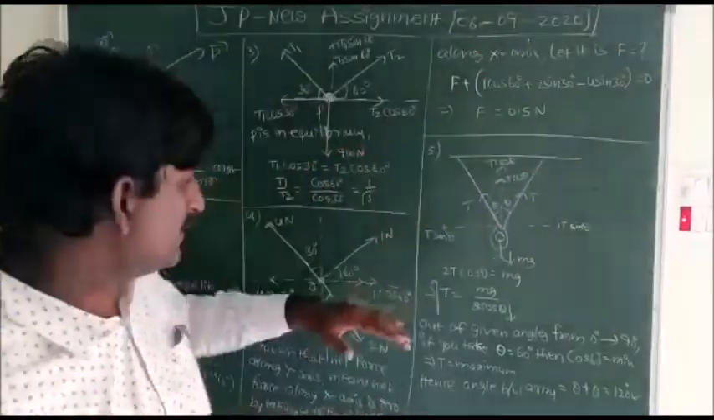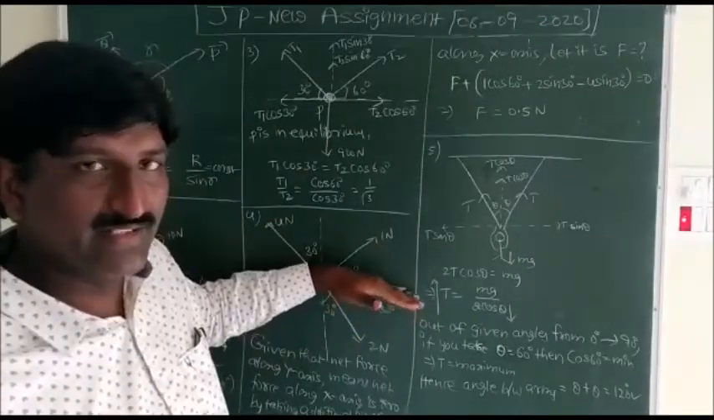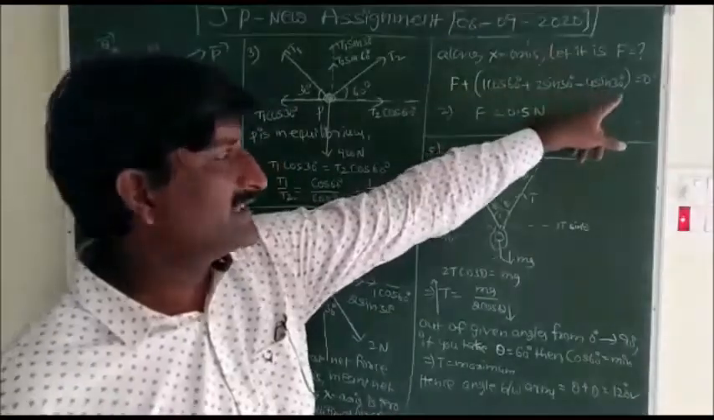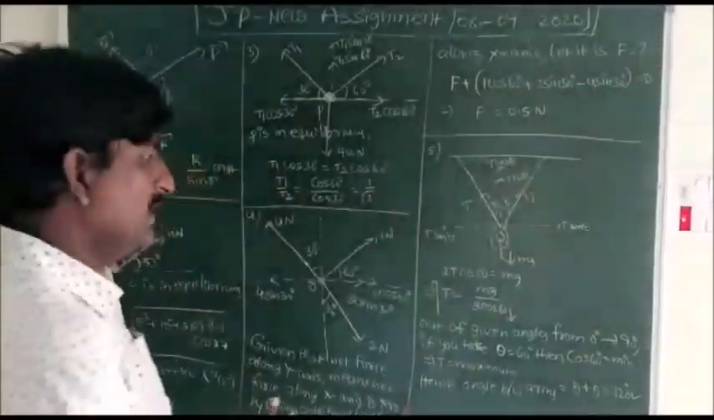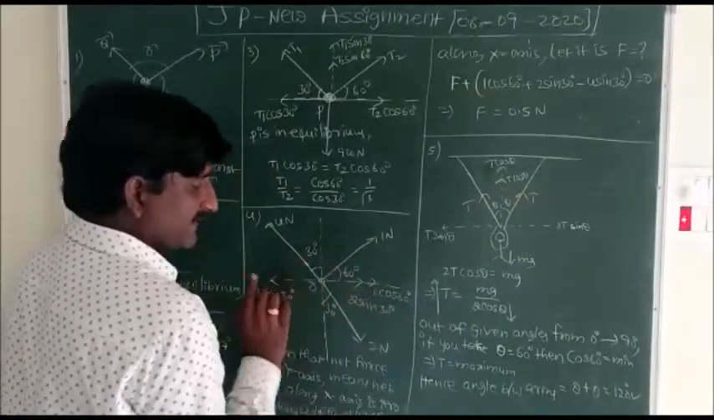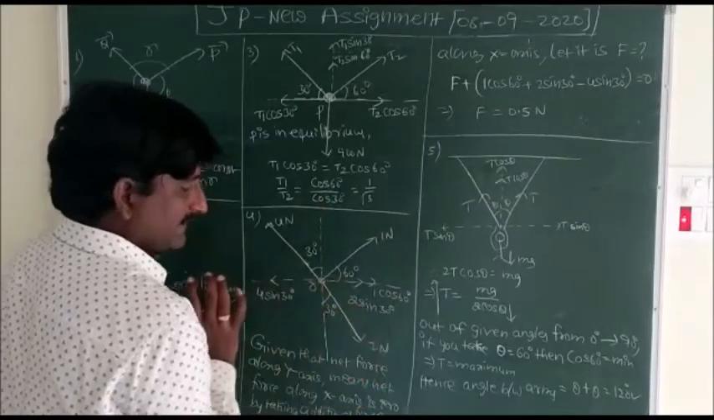You will get that additional force clearly. Along the x-axis, first you take the components of the given forces, those components are added with F, and you equate the total force to 0. Along the x-axis, the component of 1 newton is 1 cos 60 degrees. Along the x-axis, the component of 2 newton is 2 sin 30 degrees.